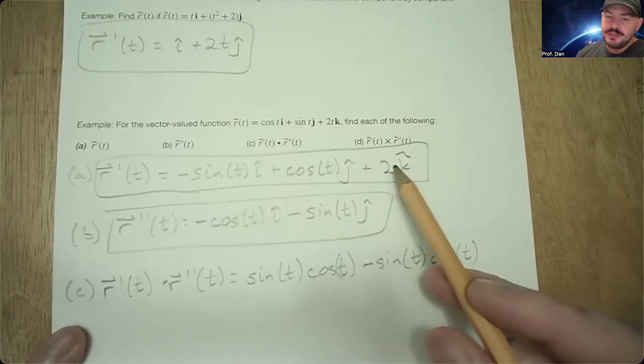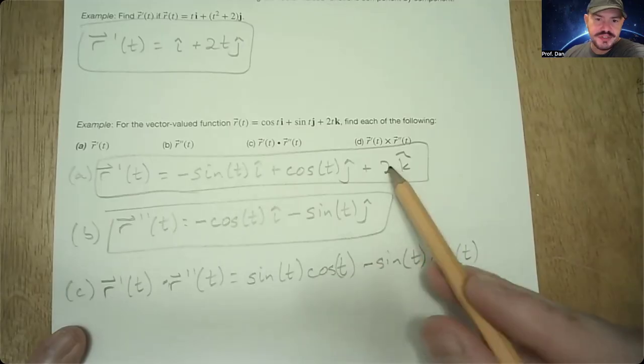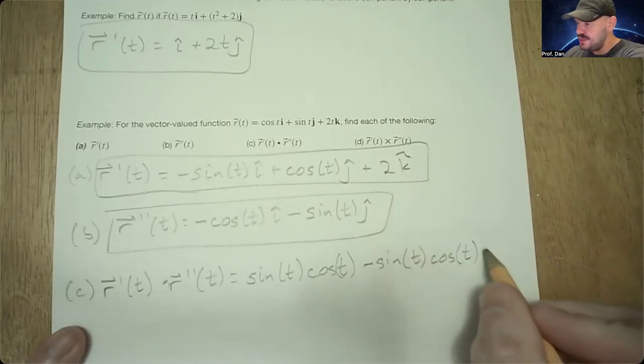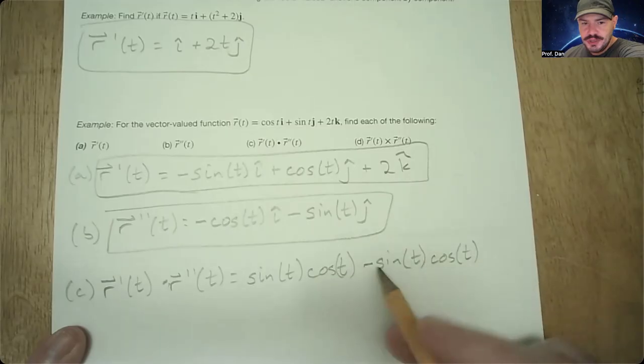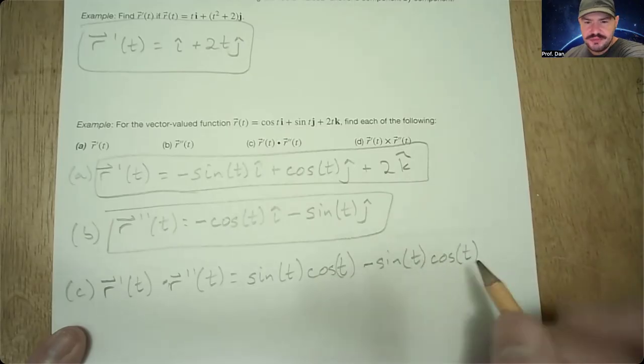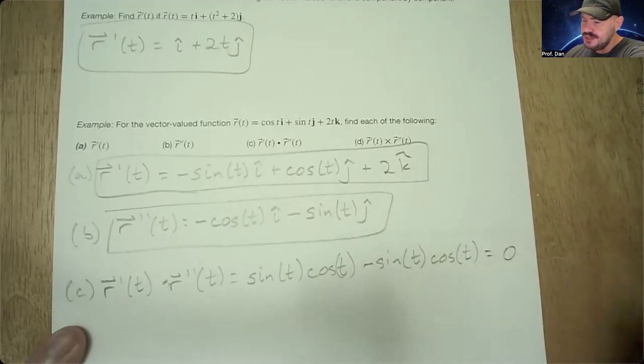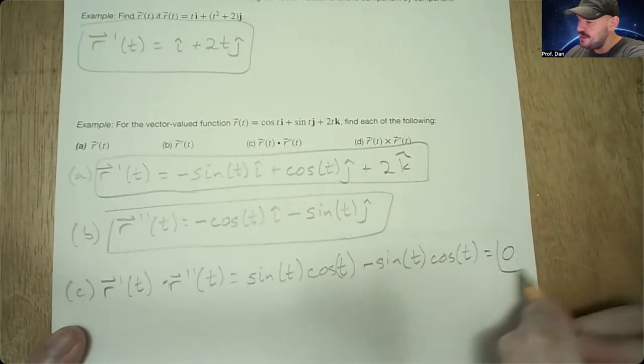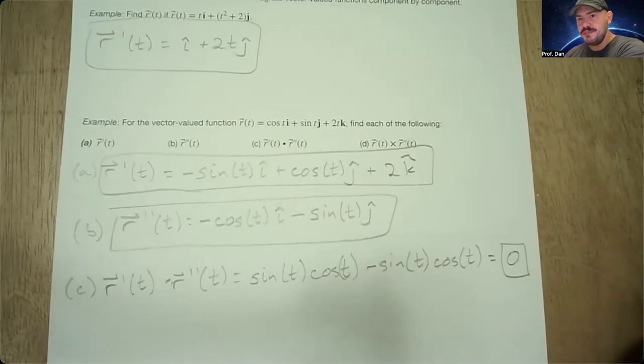Okay, and then multiply my z components together, I get 2 times 0. So that's just 0. And then if I combine these together, I end up just getting 0. So the dot product is 0. Remember, what does that mean? It means that r prime of t and r double prime of t are orthogonal.